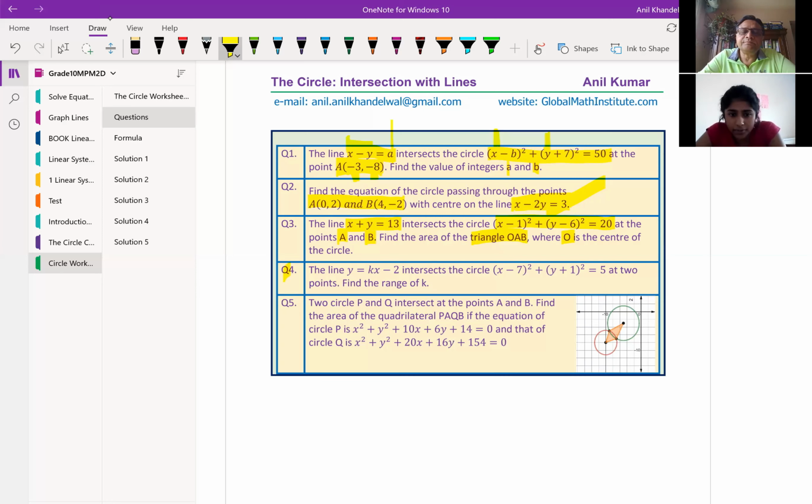The line y equals kx minus 2 intersects the circle (x minus 7) whole squared plus (y plus 1) whole squared equals 5 at 2 points. Find the range of k. Range of k. Now, this is the question which I started off with. So we have a circle, we have a line given to you, correct? And now, in this particular case, in the equation of the line, we have a parameter k. Correct? So that is the slope.